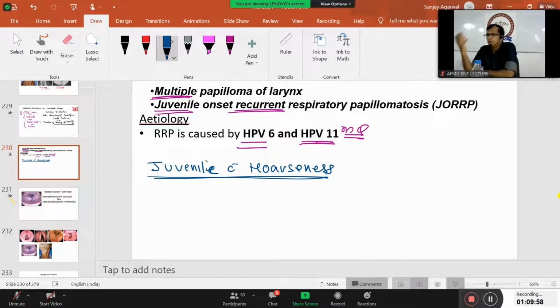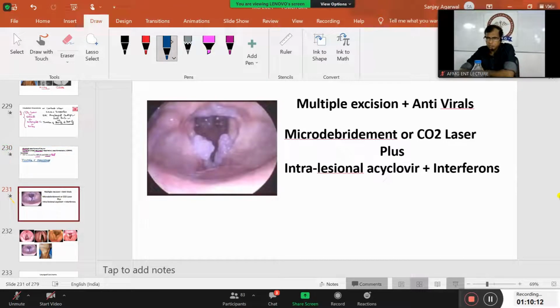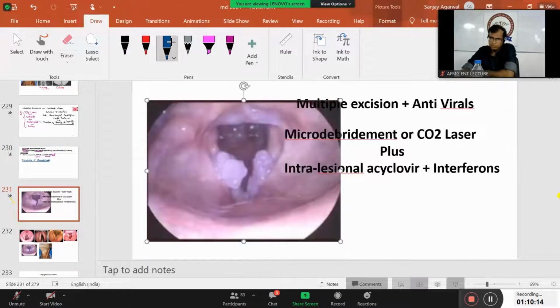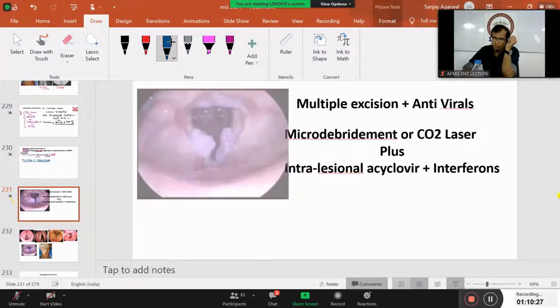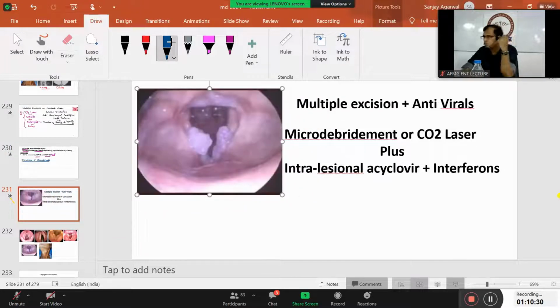You know what papilloma looks like. Papillomatous growth, you know what it is. This is how a papilloma looks. So you can see it is multiple, both sides, in groups, and there is no particular site. It can involve the entire larynx. So once again, if you know how it looks, it is easy to diagnose.